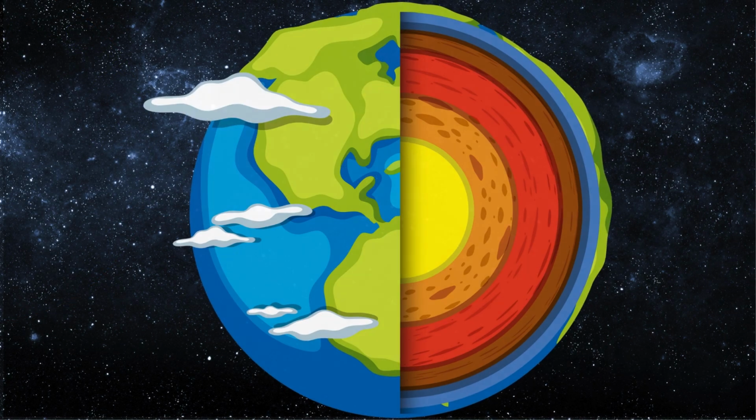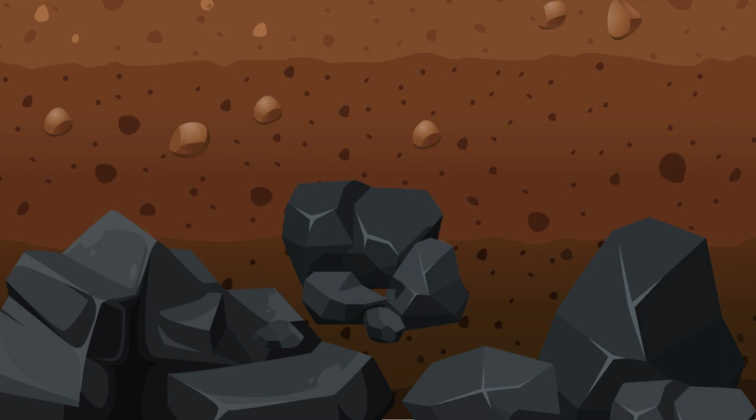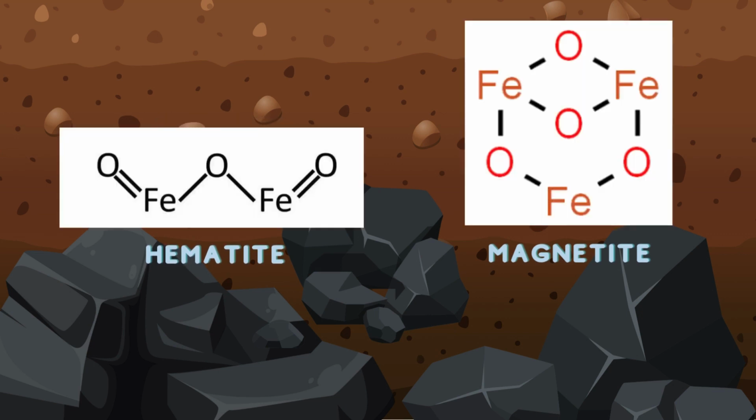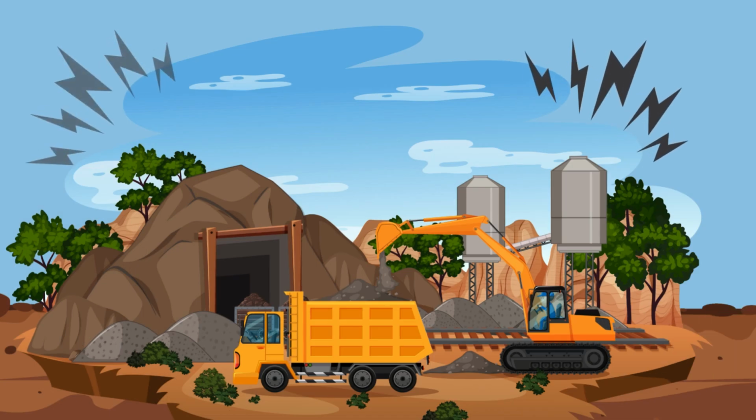Our journey begins deep within the Earth's crust, where iron ore deposits lie hidden. These natural treasures are the primary source of iron production. Iron ore is typically found in the form of various minerals, with hematite and magnetite being the most common. Iron ore can be extracted through two primary methods: surface mining and underground mining.